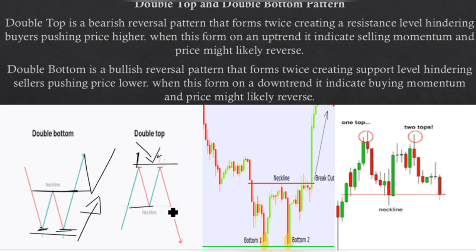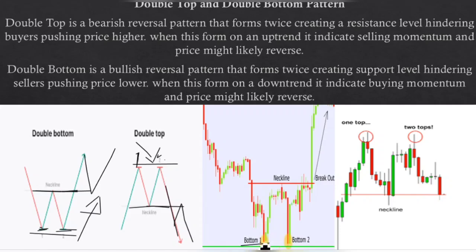We look out for the neckline, and we expect that when price breaks below the neckline, what do we expect? For price to trade back down to the neckline again. Then we look for an entry using candlestick formation, right? Now this is a chart example of a double bottom.